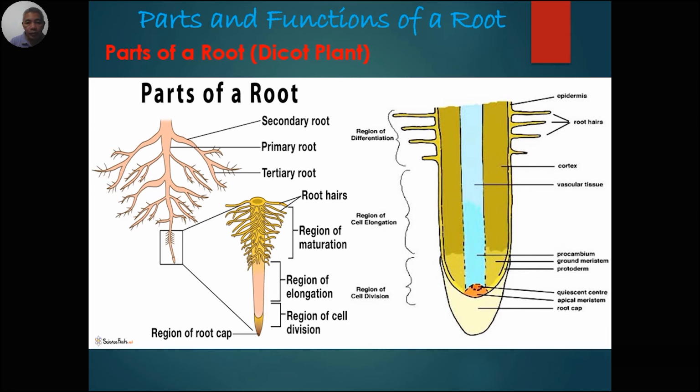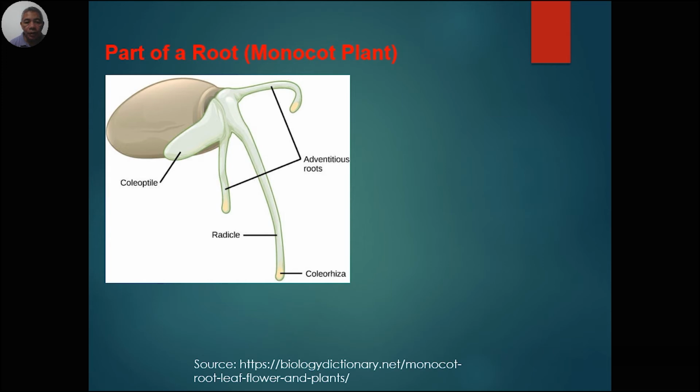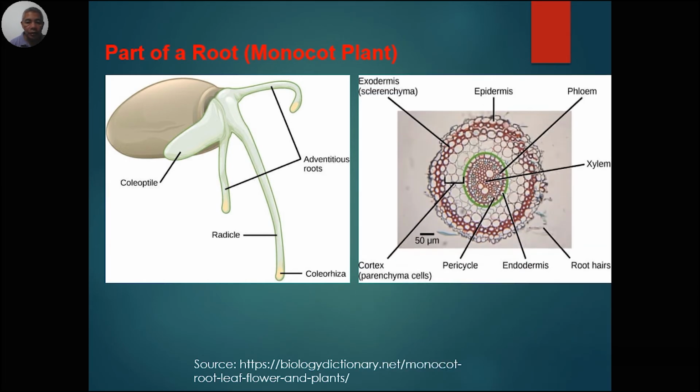That's all for the parts of a root of a dicot plant. Let us now proceed to the parts of a root of a monocot plant. Now, I have here two images also. This is the newly germinated grain of a cereal plant.